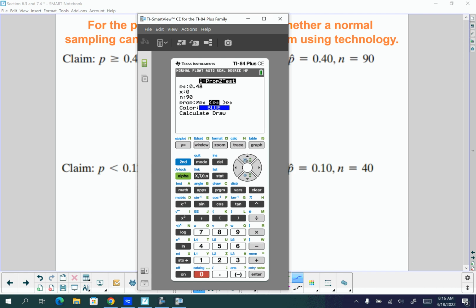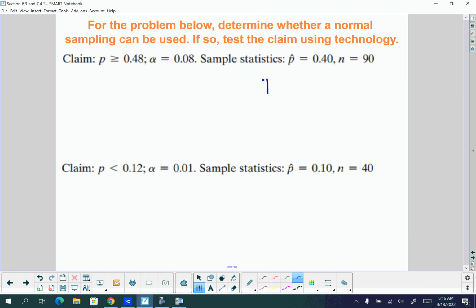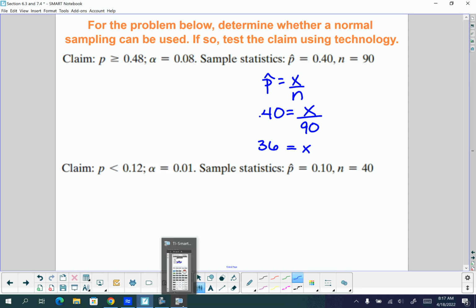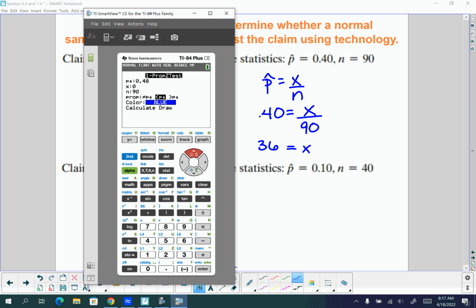Now what we don't have is X, but here's what we do know. P hat is equal to X over N. So we do have this quick little calculation we need to make. When they give us P hat and they give us N, it's enough to get X to be able to put in our calculator. The number of people that said yes, because we know 40% overall said yes to whatever this question is being asked. So to solve for X, I'm going to multiply by 90. And I get 36 is our X value that we're going to put in the calculator. Okay. All right.